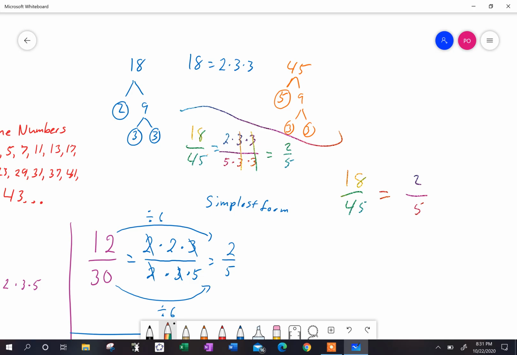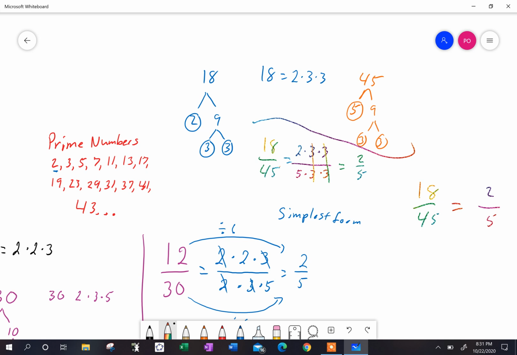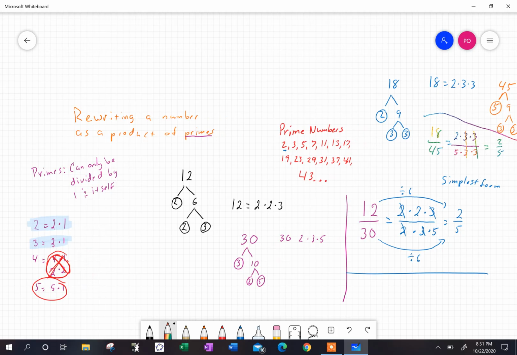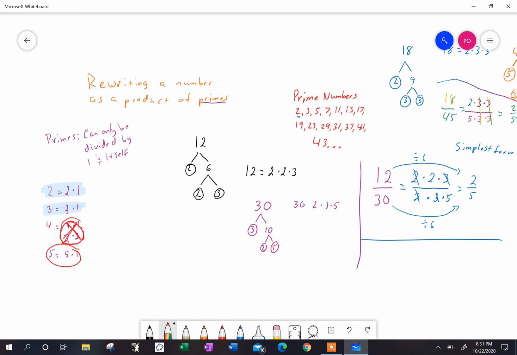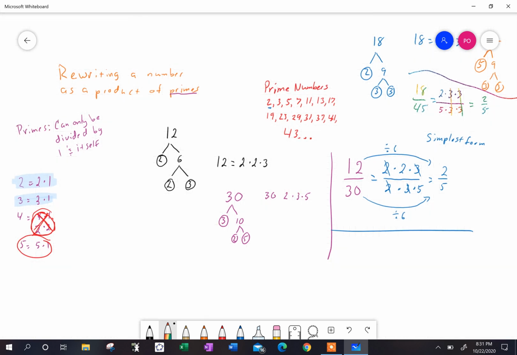And that, my friends, is why and how we rewrite a number as a product of primes. You just keep on going down and down and down until you get to your prime numbers.